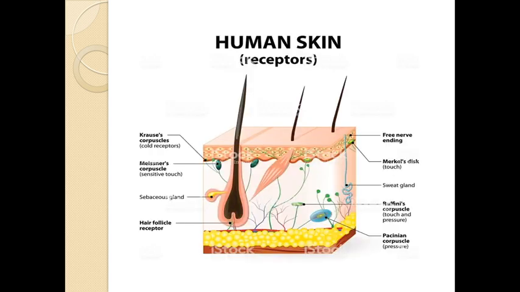So when this diagram is considered, we can clearly see the receptors of the human skin. As I mentioned earlier, Meissner's corpuscles and Merkel discs, which are touch receptors, are located closer to the surface of the skin. They are sensitive to touch, that is why. Then when we consider Pacinian corpuscles, they are pressure receptors. So they are deep pressure receptors.